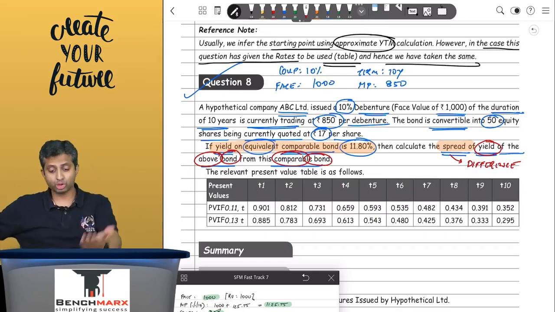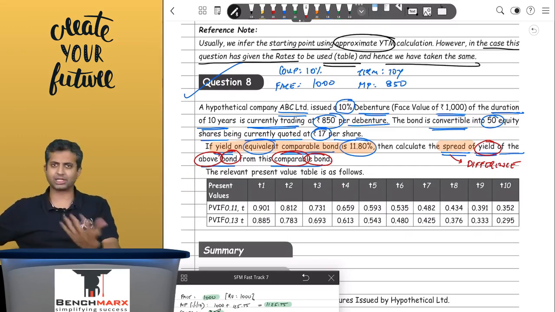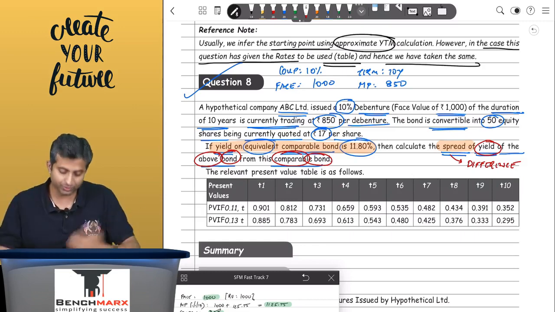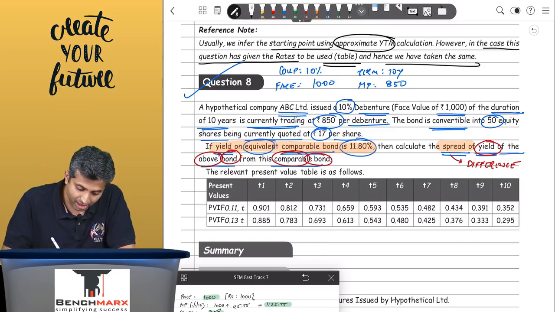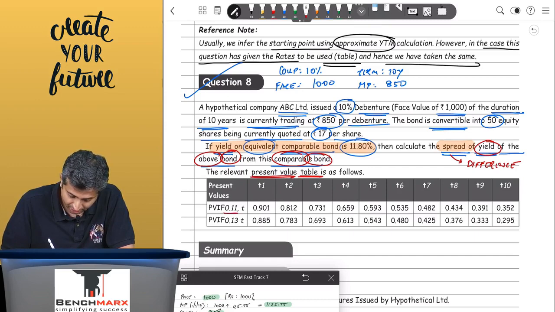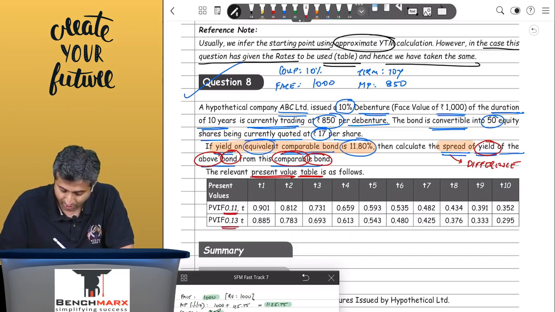Sir, why do you want to assume it? You can calculate it. You have the data about the face value, you have the data about terms, you have the data about the market price, you have everything, which means you can actually find the yield to maturity. And to spoon feed you further, you have been given the relevant present value factor tables. The relevant present value factor table is as follows: the present value factor at the rate of 11%, and then the present value factor at the rate of 13%. This goes on for 10 years.